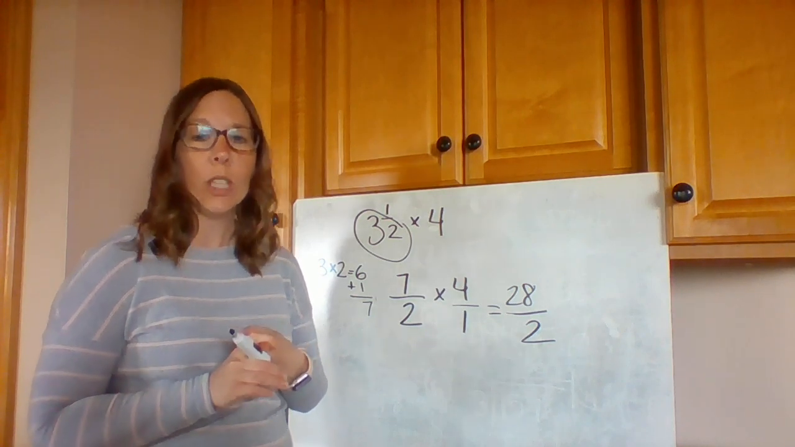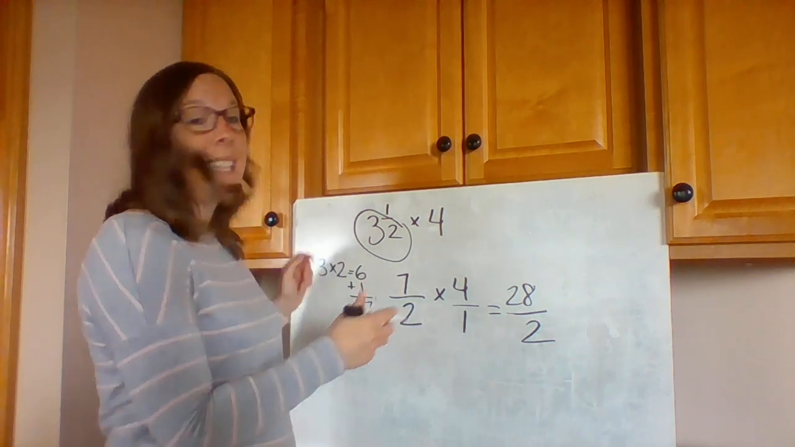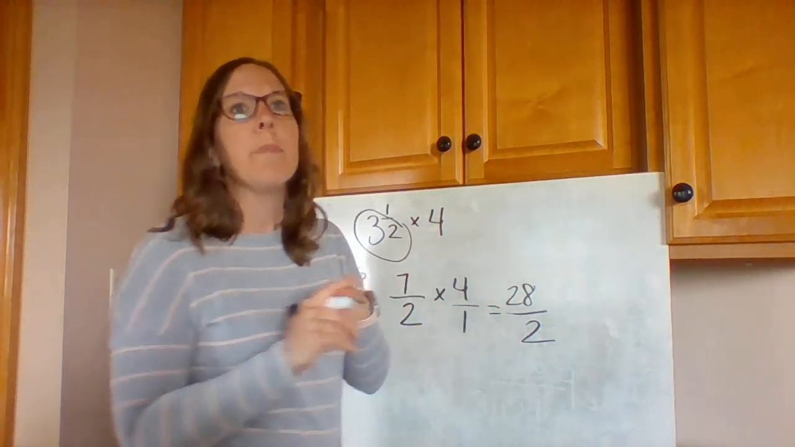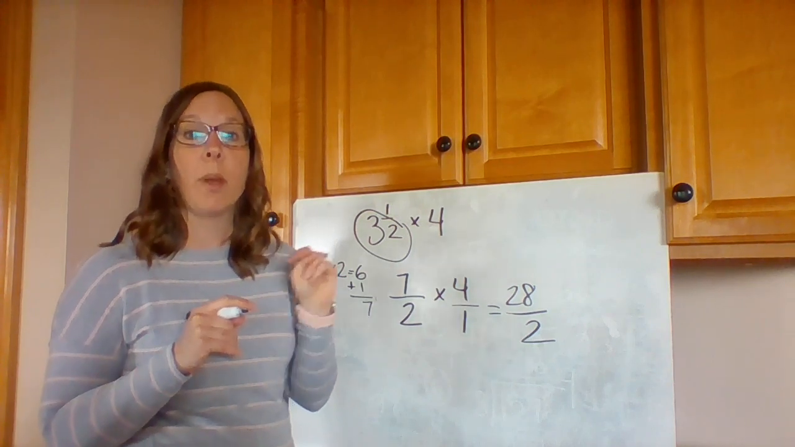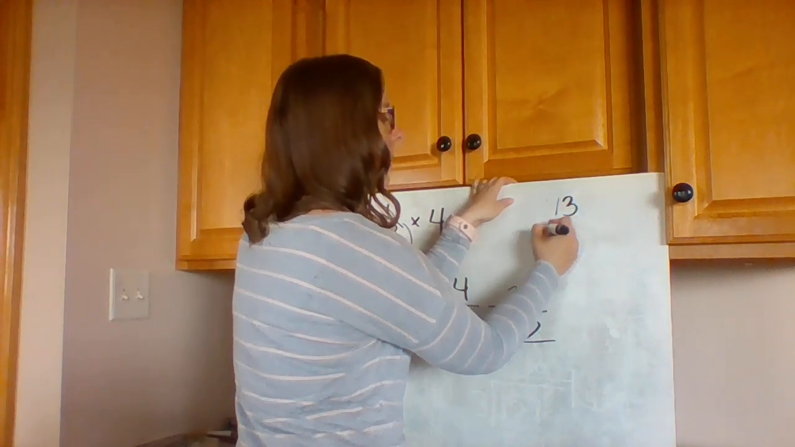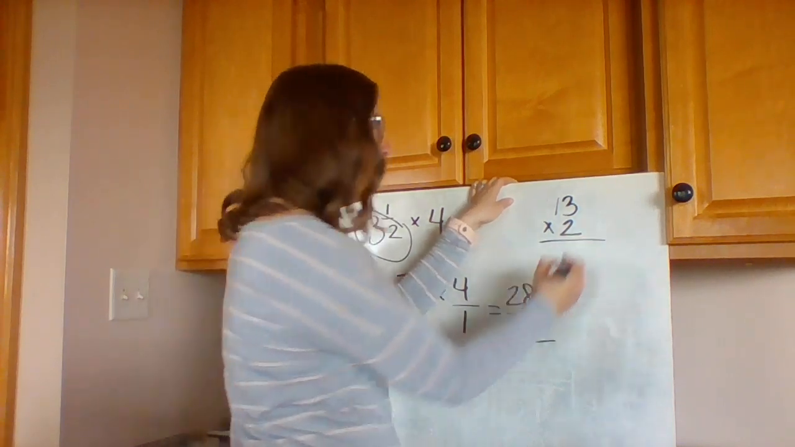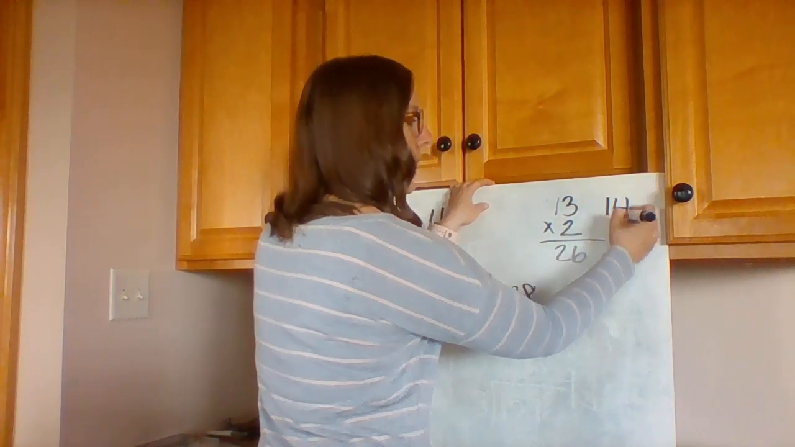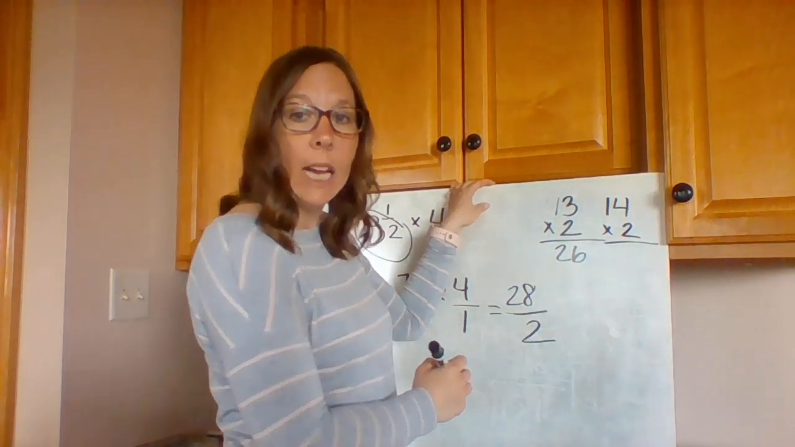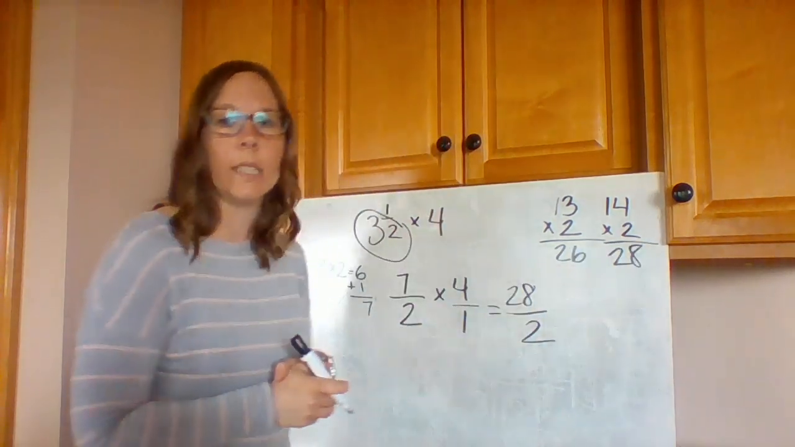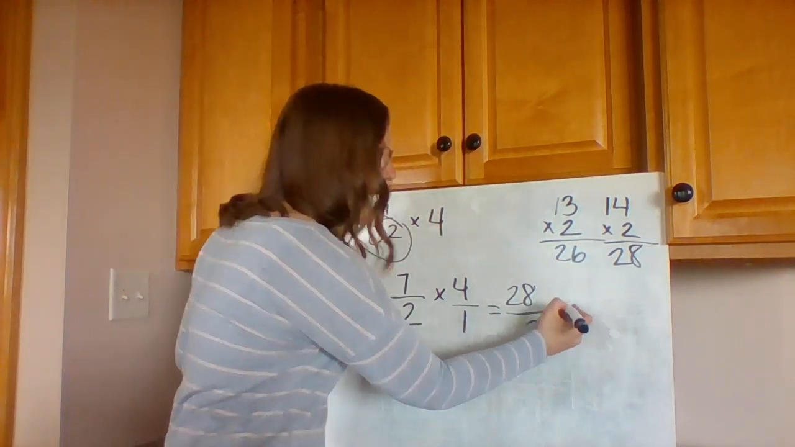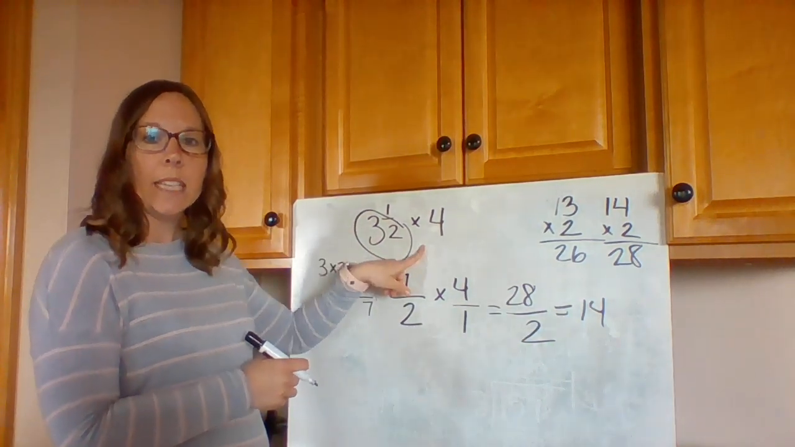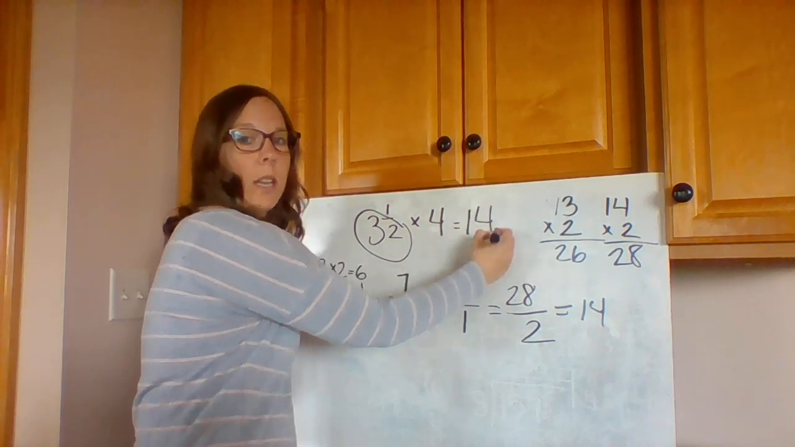Well, I know that 12 times 2 is 24. So let's see what 13 times 2 is. 13 times 2 would be 26. We're not there yet. Let's try 14 times 2. 14 times 2 would be 28. So 2 goes into 28 14 times. So 3 and 1/2 times 4 equals 14.